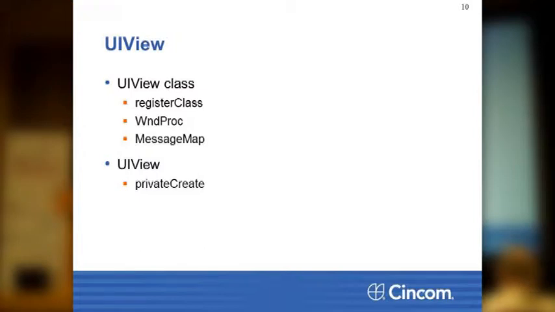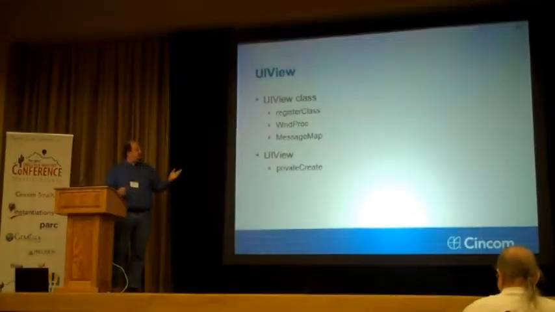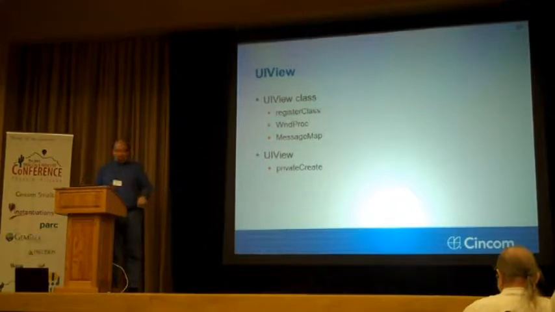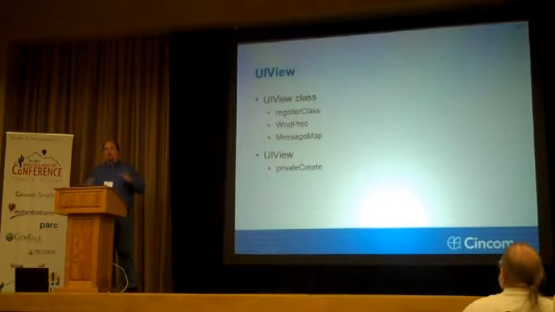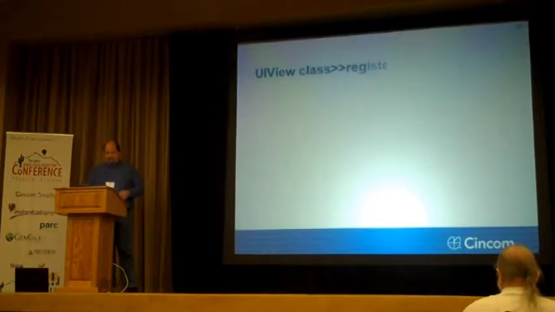It registers the class, how it should look, what the icon is, what the callback mechanism is. And that's the first step that we do. The window procedure I'm going to talk about, and then the message map, which are the two key elements here. And then I'm going to show you the private create, where the window is finally created.